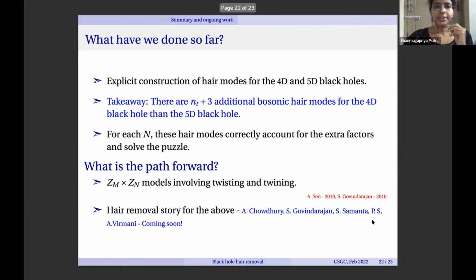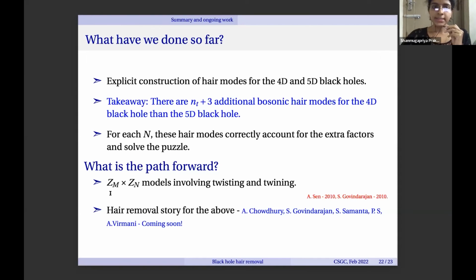Okay, so what have we done so far? We have explicitly constructed hair modes, bosonic and fermionic, for both the 4D and the 5D black holes. The main takeaway here was that there are NT plus 3 additional bosonic hair modes for the 4D black hole than the 5D black hole. We have shown that for each N, these hair modes correctly account for the extra factors and they solve the puzzle. Now, what is our path forward?